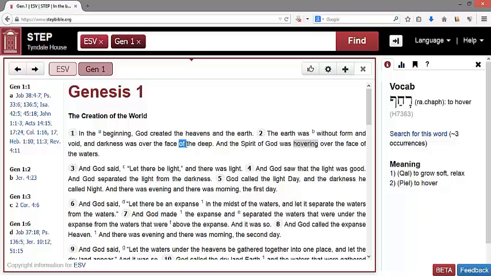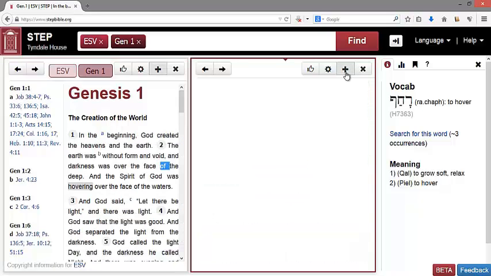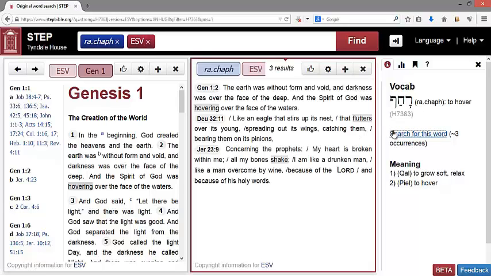Let me open a new panel quickly. Let me click on it to make it active, and then I'm going to search for the 3 occurrences of the verb rahav in the entire Old Testament by simply clicking on this link. There we are. Notice that all the instances in which the Hebrew verb rahav has been translated are marked in gray. That way you won't have to guess.